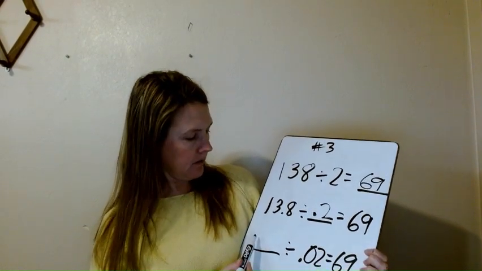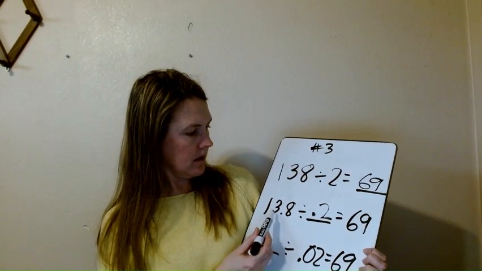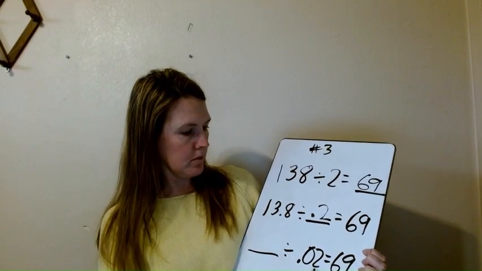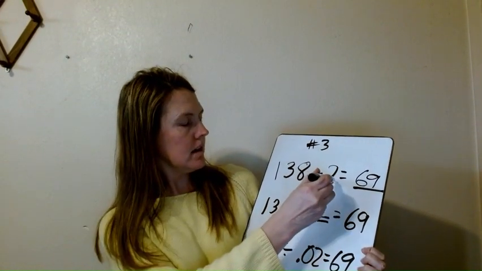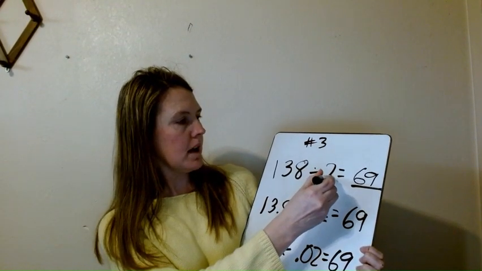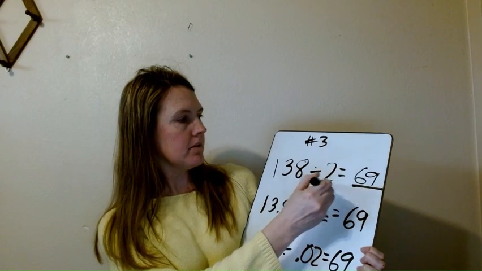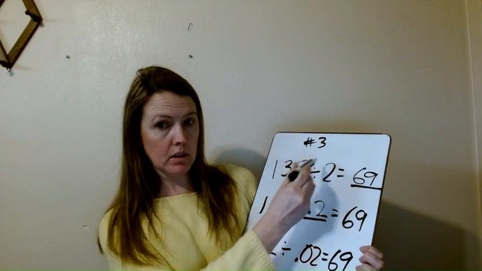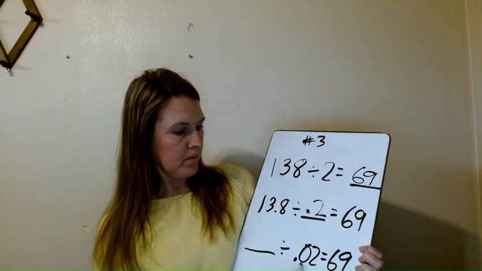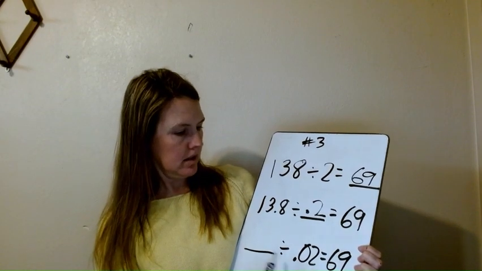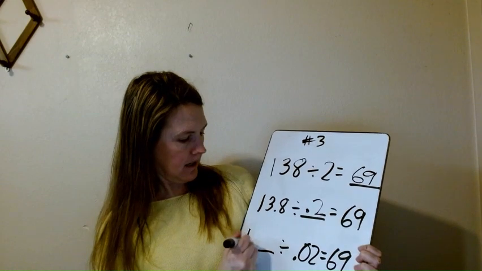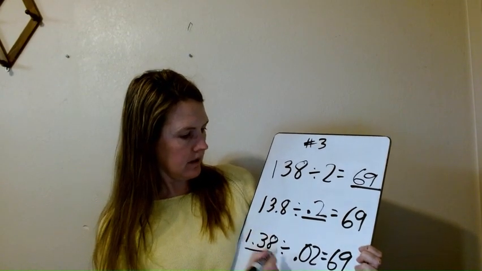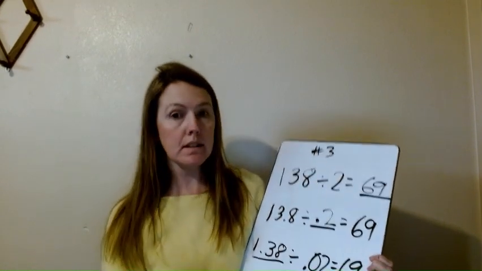Then we're going to have to find out in the third set of numbers how many times the decimal was moved in the divisor, and that was twice, because if you move the decimal twice to the left from 2, you have to add a placeholder. So that ends up being 2 hundredths. So we'll take our 138 and move the decimal twice and end up with 1.38 divided by 2 hundredths equals 69.